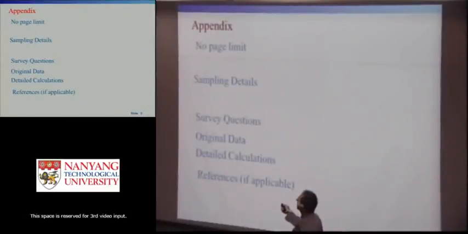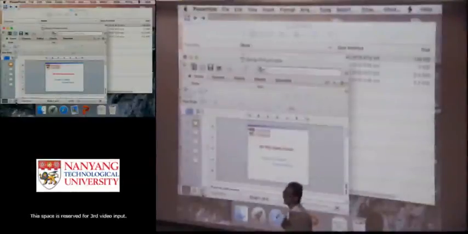And for the appendix, there is no page limit. You need to put your sampling detail, survey questions, original data, detailed calculations, and references if available. You don't need to take pictures. I will upload it to NTU Learn. Okay, that's all. Sorry.